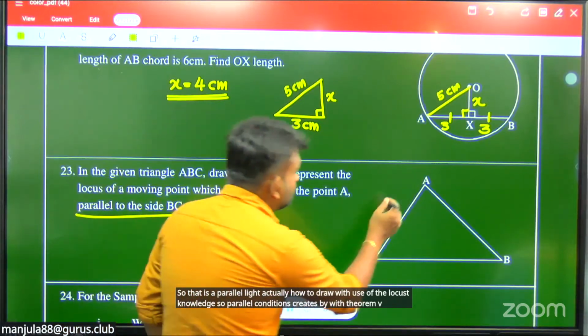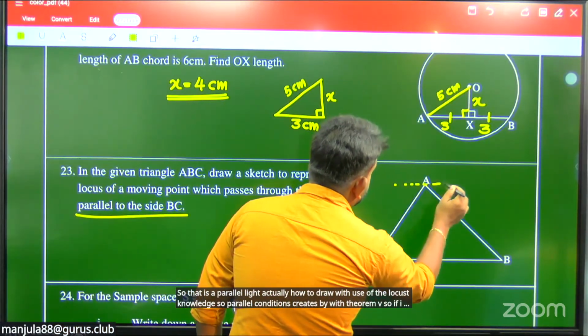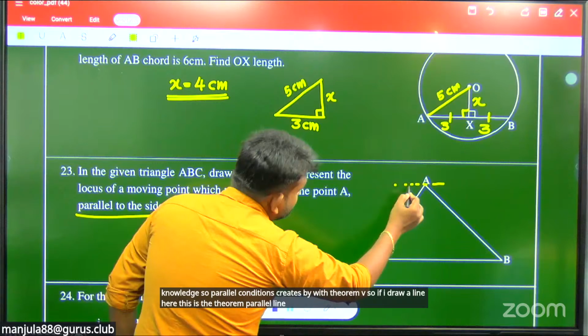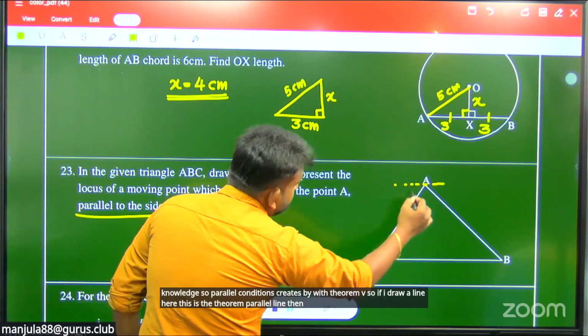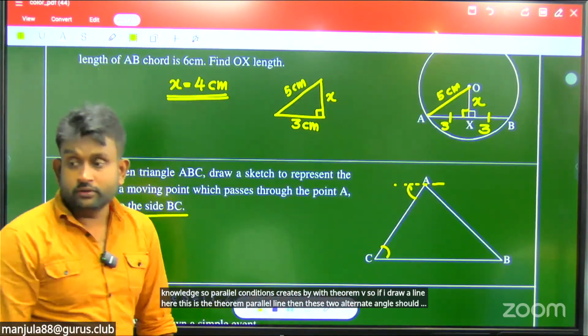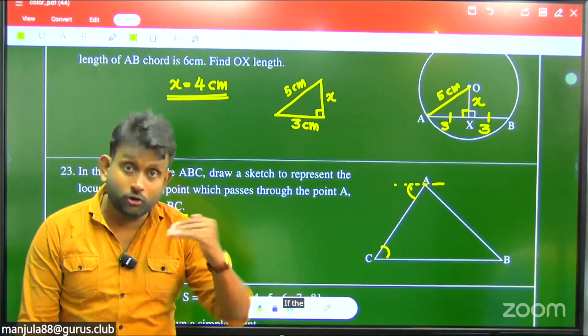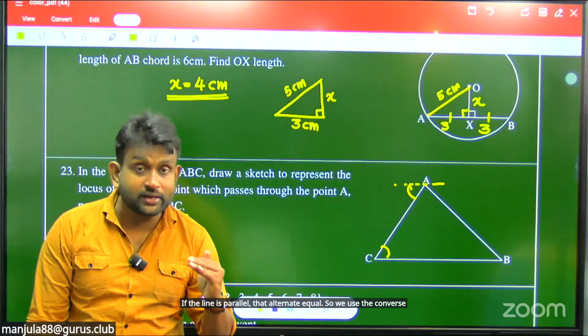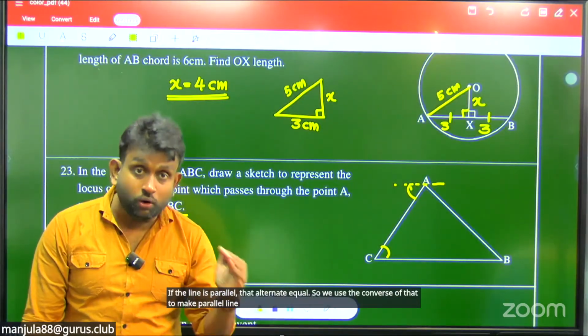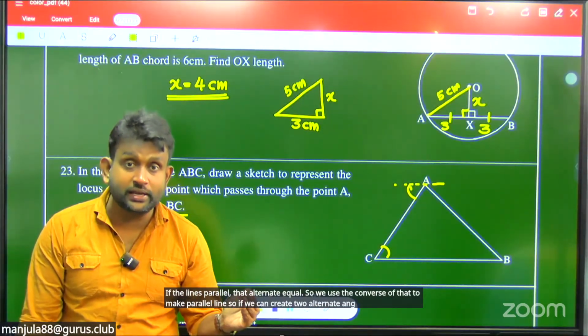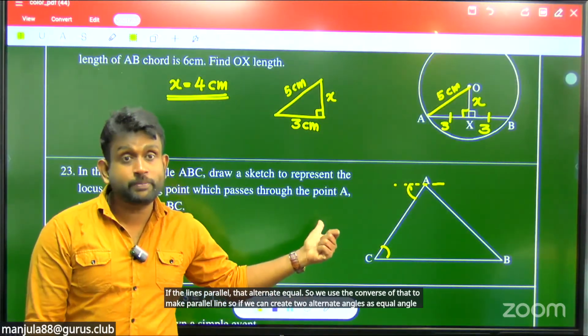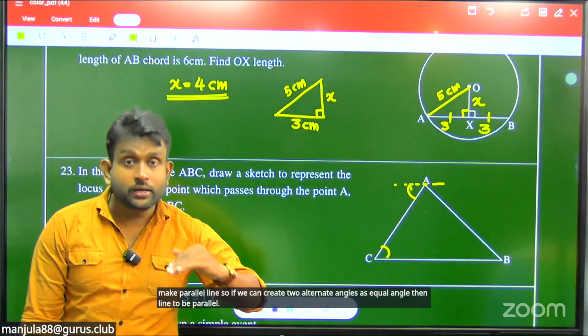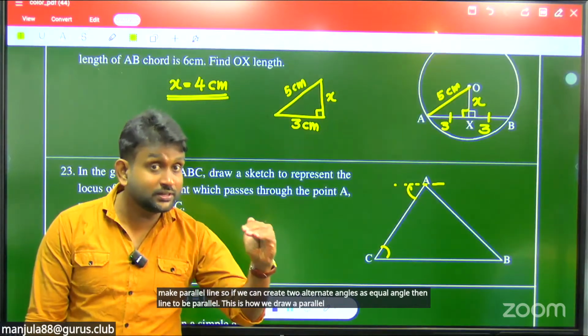If I draw a line here, this is the theorem: if the lines are parallel, then these two alternate angles should be equal. So we use the converse of that to make a parallel line. If we can create two alternate angles as equal angles, then the lines are parallel. This is how we draw a parallel line through a certain given point.